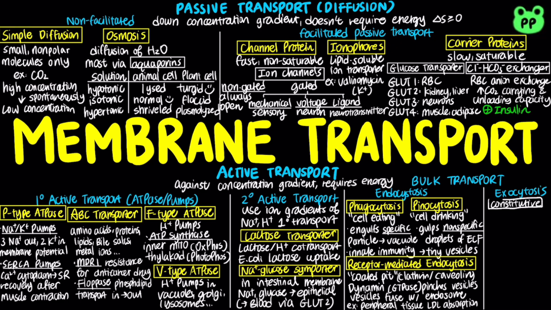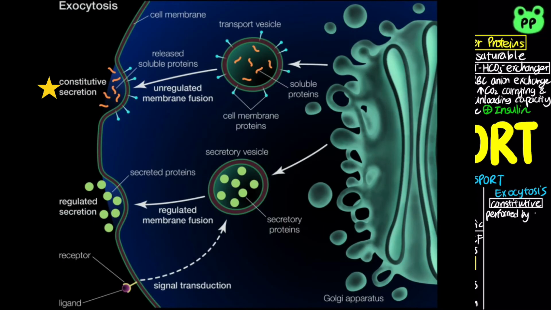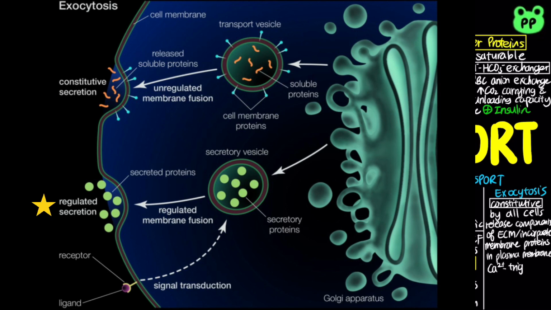There are 2 types of exocytosis. All cells perform constitutive exocytosis to release components of the extracellular matrix, or to incorporate membrane proteins in the plasma membrane. Calcium-triggered non-constitutive exocytosis involves an external signal and also involves clathrin coats. Examples of calcium-triggered exocytosis include the release of neurotransmitter from the presynaptic neuron into the synapse, which requires fusion proteins that I've covered in my previous video on membrane structure.